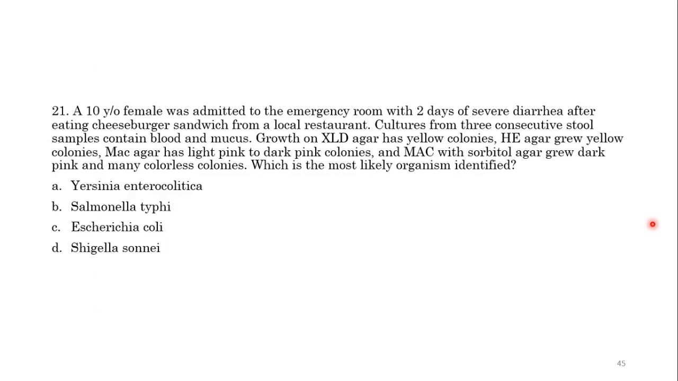Number 21. A 10-year-old female was admitted to the emergency room with 2 days of severe diarrhea after eating a cheeseburger sandwich from a local restaurant. Cultures from 3 consecutive stool samples contain blood and mucus. Growth on XLD agar has yellow colonies. HE agar grew yellow colonies. MAC agar has light pink to dark pink colonies. And MAC with sorbitol agar grew dark pink and many colorless colonies. Which is the most likely organism identified?